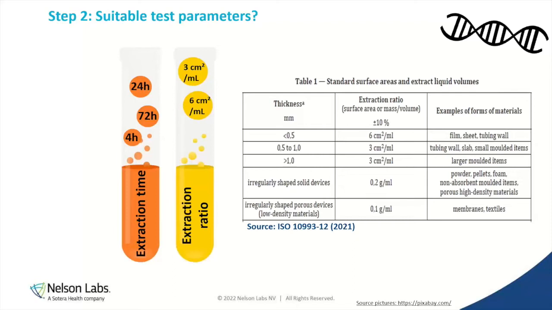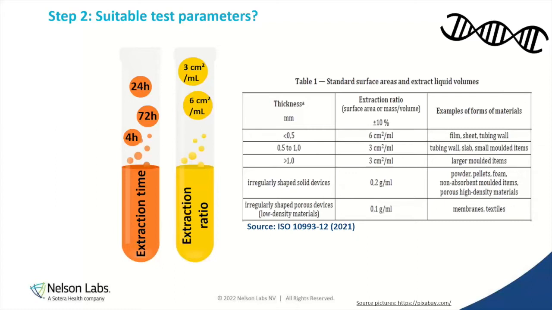Yeah, but if I understand correctly, I look at the thickness, and if my device has a part that has only 0.4 millimeter thickness, then I just take 6 square centimeters per mil as the extraction ratio. So the table is very clear for me. I think that's worst case. Yes, very clear.